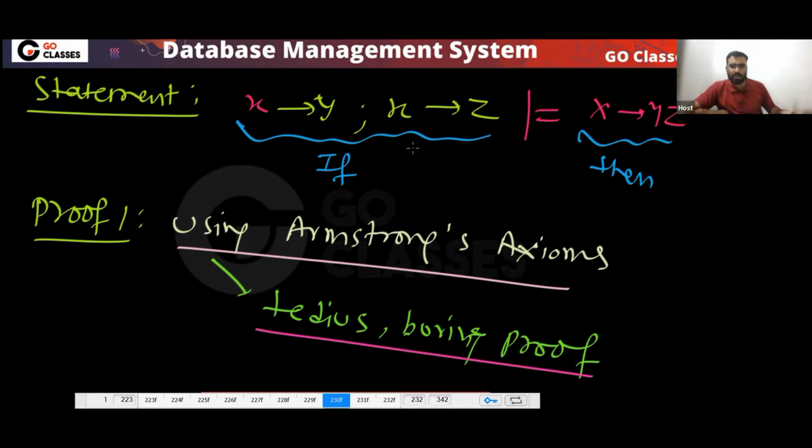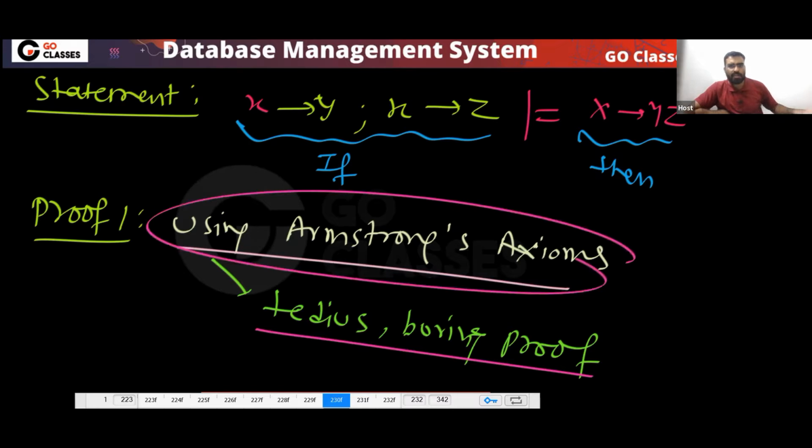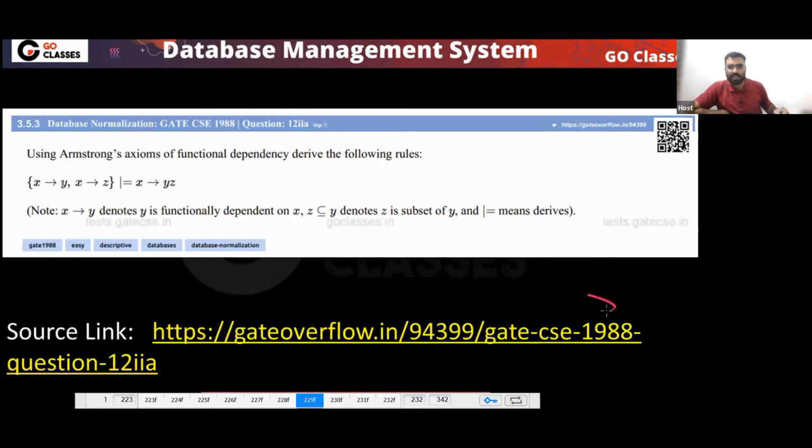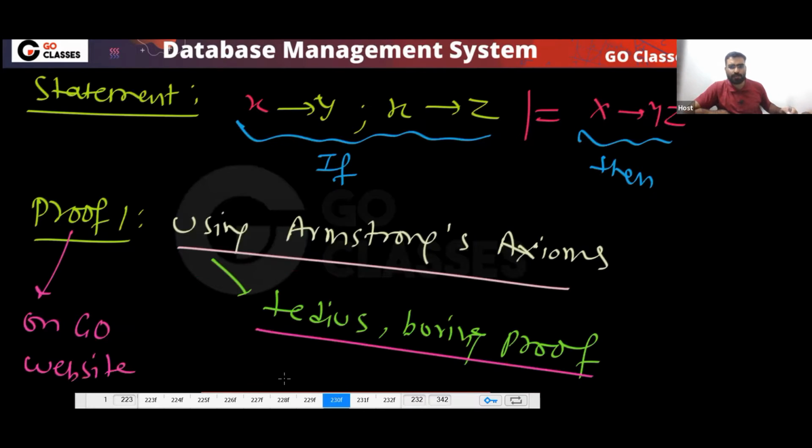So this proof we will not see. There is no need for this. Of course, on the GATE Overflow website you can see this proof number one, if you want. But this is a boring, tedious proof, so you can check it out there.